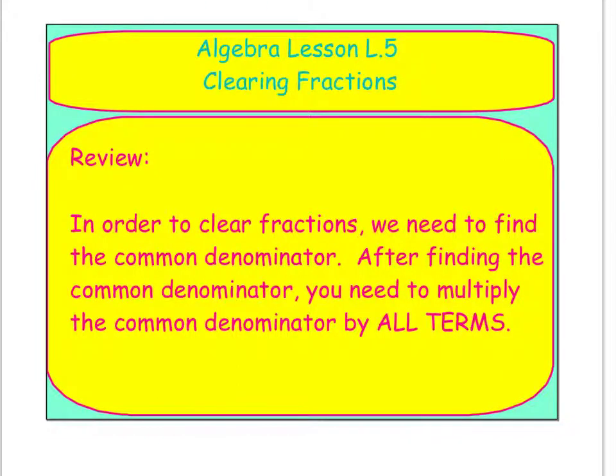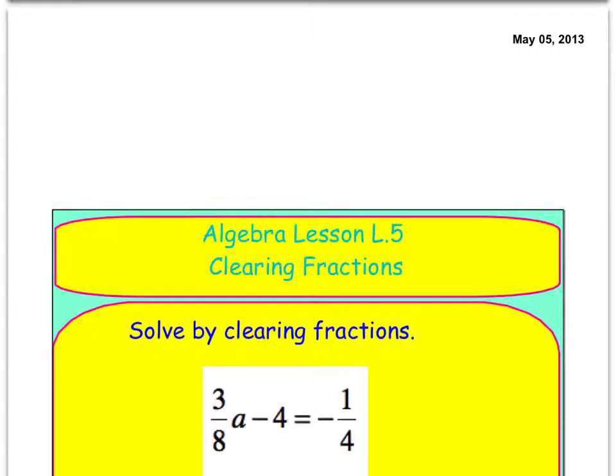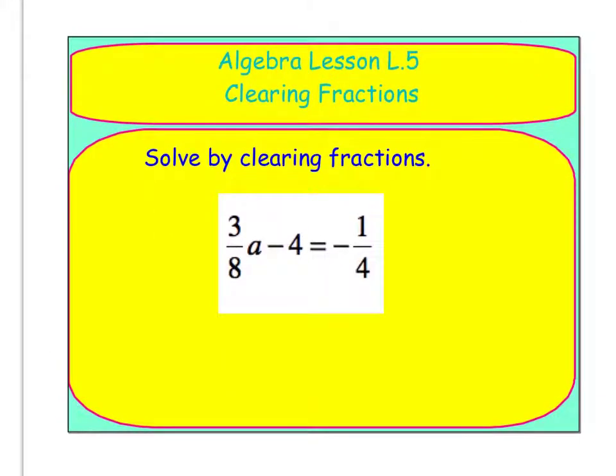Okay, for L5, we're going to clear fractions. So the first thing we need to do is find a common denominator, and after you find that common denominator, you need to multiply that by all of the terms. So here's an example of our first one. Remember, since the 4 doesn't have a denominator, you want to make sure you put it over 1. So you're looking for the common denominator between 8, 1, and 4.